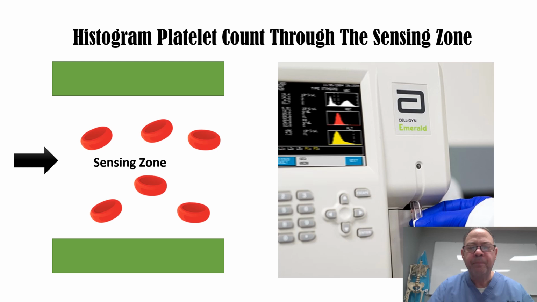How does it do that? How does this machine recognize that this is a red blood cell, that this is a platelet, and this is a white blood cell? By their size. They cannot see it. They just measure it by their size.